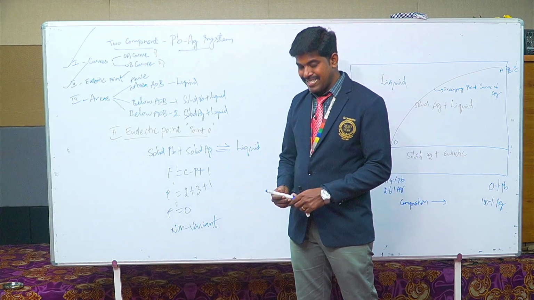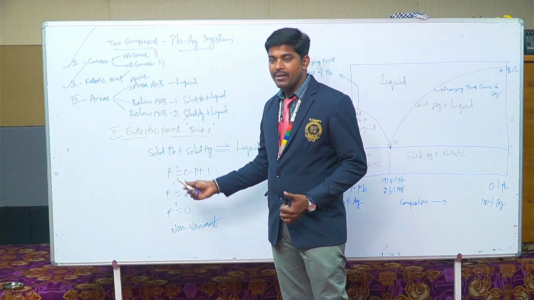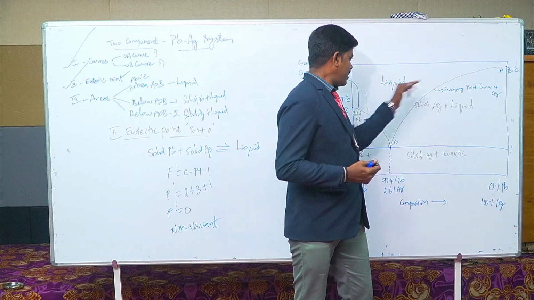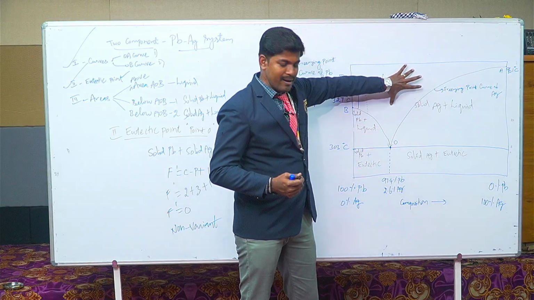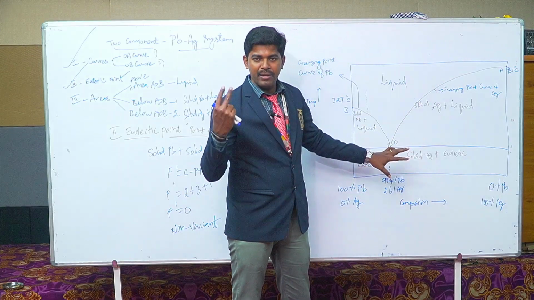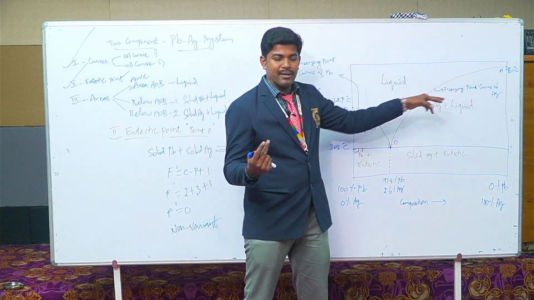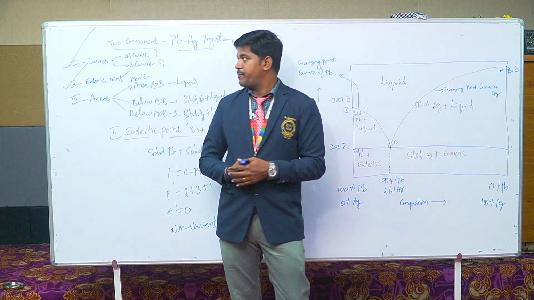And now we are going to discuss the areas. There are 2 parts: the area above the AOB line, and below AOB there are 2 areas. One contains solid lead and liquid, and the other contains solid silver and liquid.